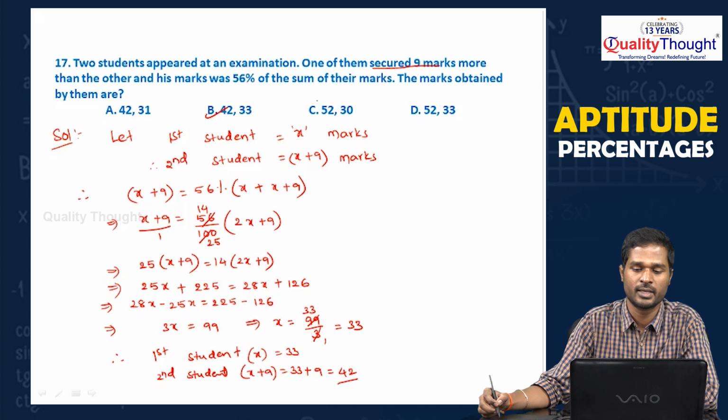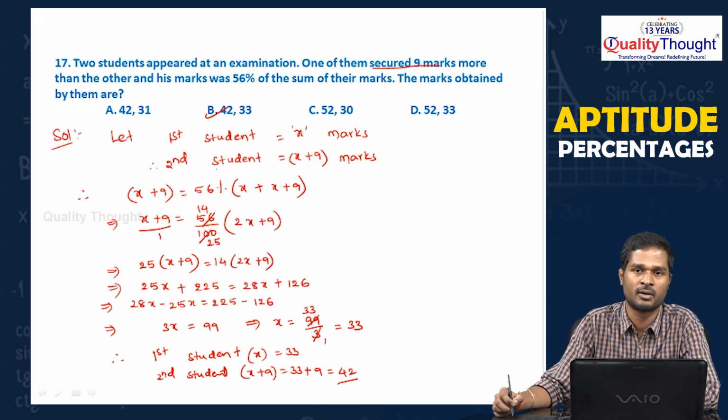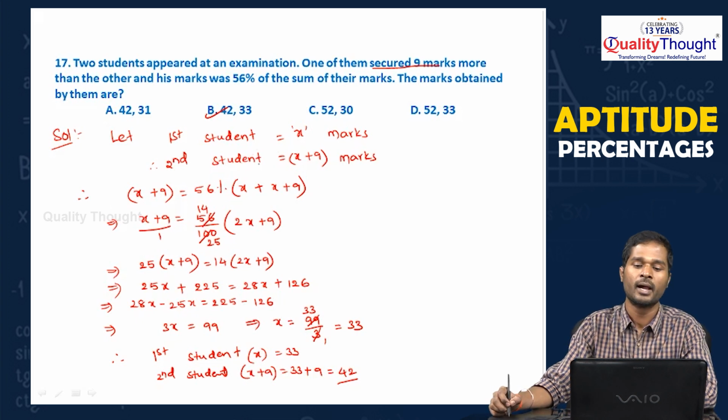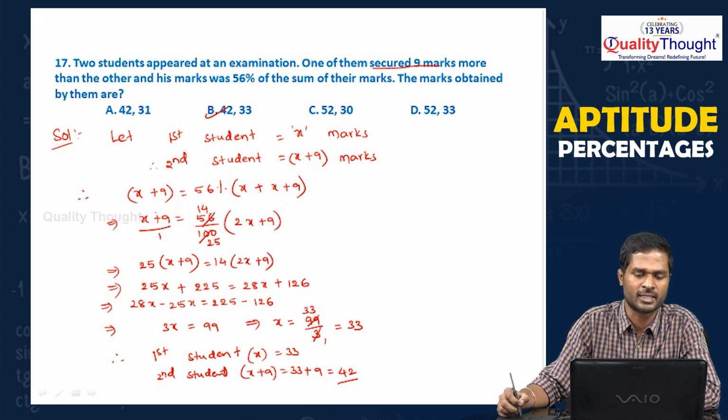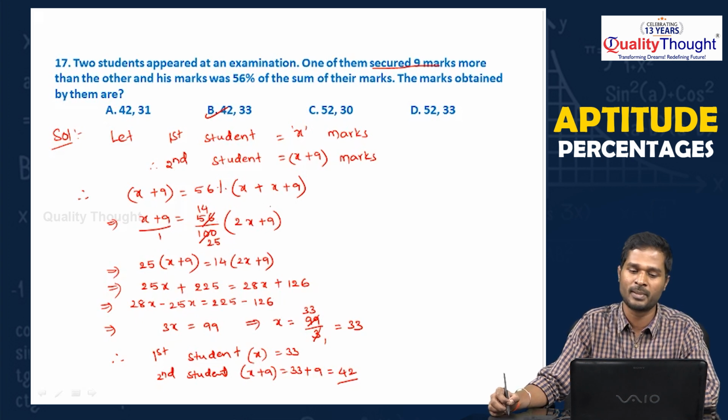So because of this x plus 9, the second student got 56% of the sum of the total marks. So the second student got x plus 9 marks, which is 56% of x plus x plus 9. X is the marks of the first student and x plus 9 are the marks of the second student. Now simplify this. X plus 9 is equal to 56% of x plus x plus 9, that is 2x plus 9.